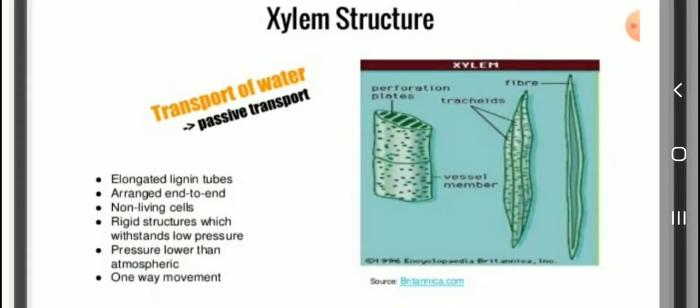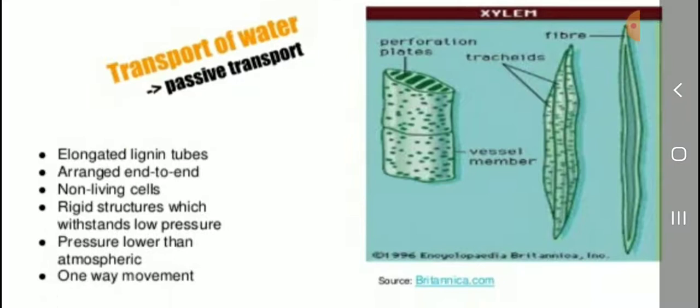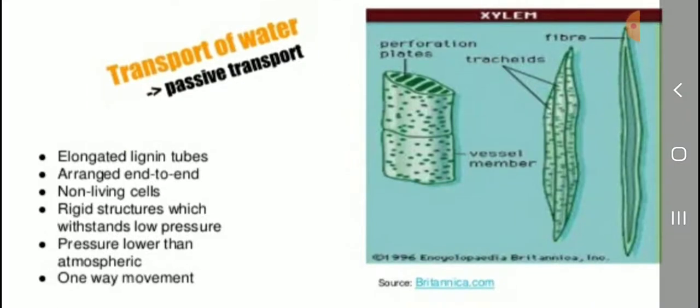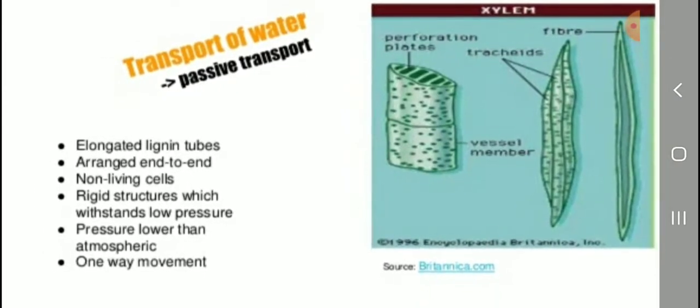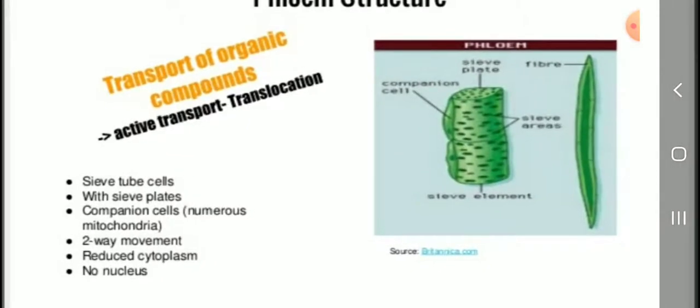Okay, next is xylem structure. This is a xylem, students, listen. What is the main function of xylem? The xylem conducts water. That is the main function of xylem. Elongated tubes arranged end to end, non-living cells, rigid structures with low pressure, lower than atmospheric pressure. One way movement.